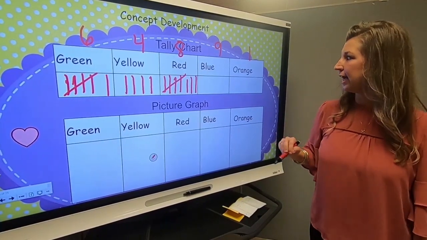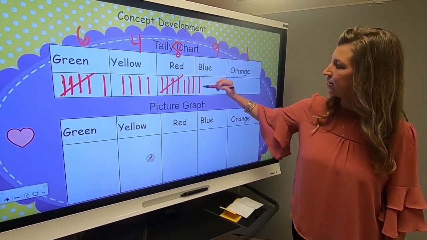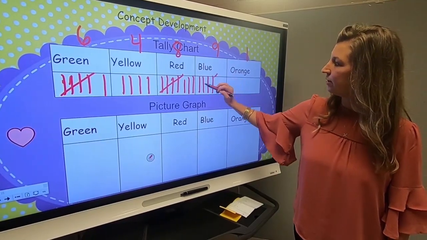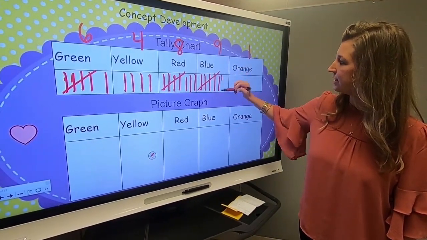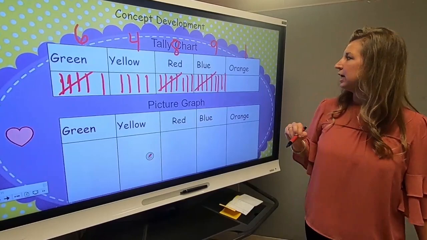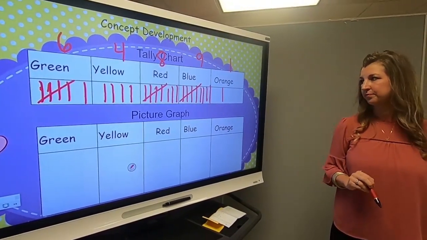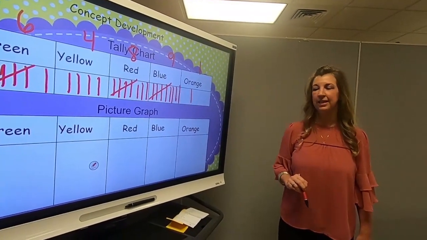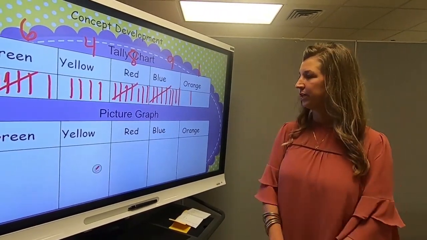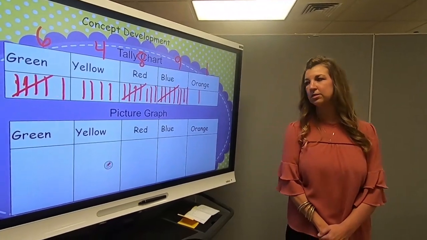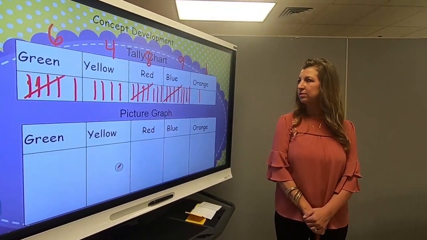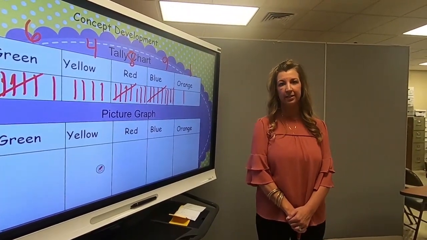I'm going to draw 9 for blue. 1, 2, 3, 4, 5, 6, 7, 8, 9. And for orange, we only had 1 vote, so we're just going to draw 1 tally mark. It's easy to see how many votes each one got because the more tally marks, that means more votes. So that's one way to show organized data.